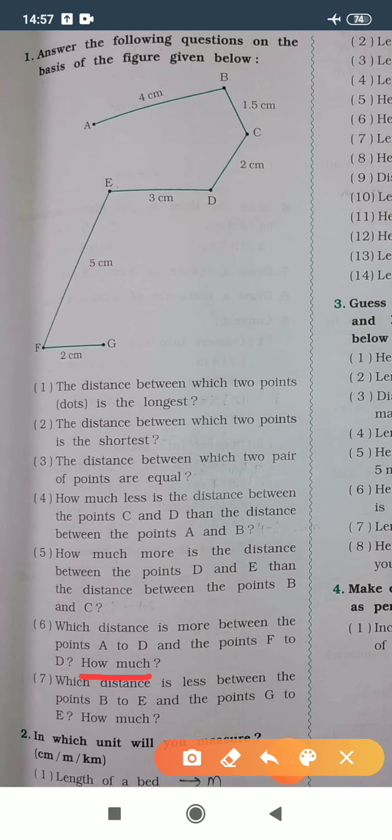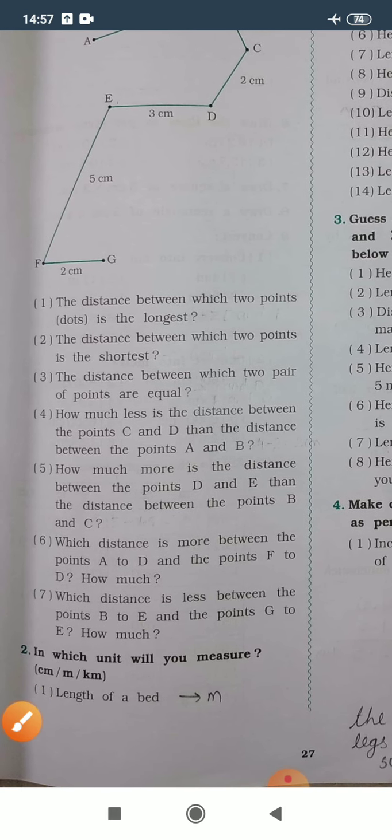So how much? That means the difference of these 2 points gives you 0.5 centimeter. Now let's move ahead. That is question number 7. Which distance is less, between point B to E and the point G to E? So first we'll go with B to E. Let's calculate.